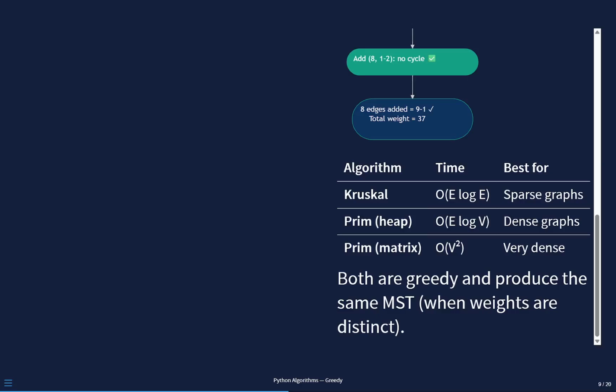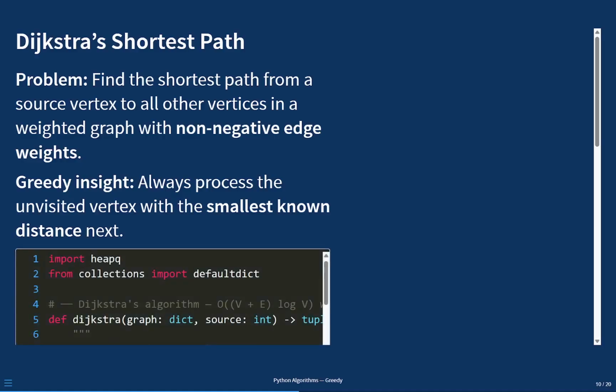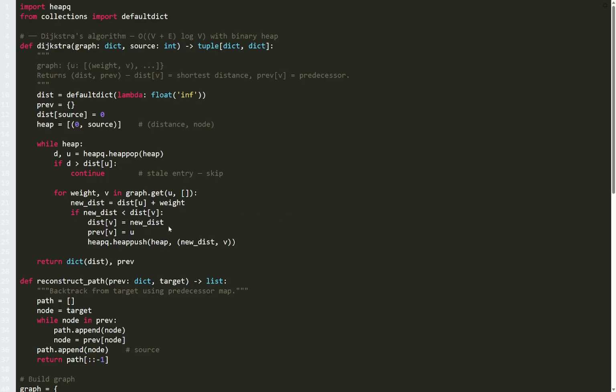Dijkstra's algorithm finds the shortest path from a source vertex to every other vertex in a graph with non-negative edge weights. It's greedy in the purest sense. Always process the unvisited vertex with the smallest known tentative distance. The algorithm initializes all distances to infinity, except the source which starts at 0. A min heap stores distance, vertex pairs.